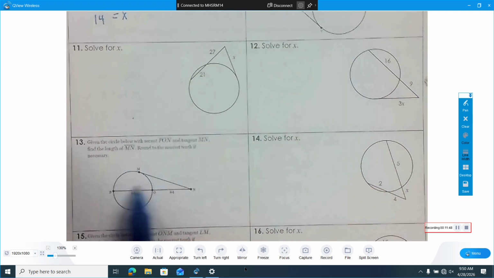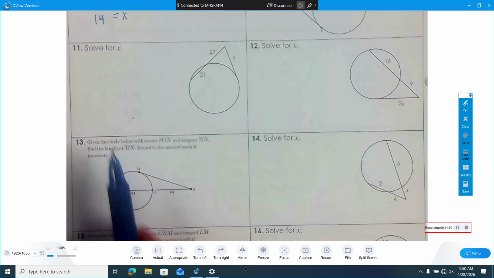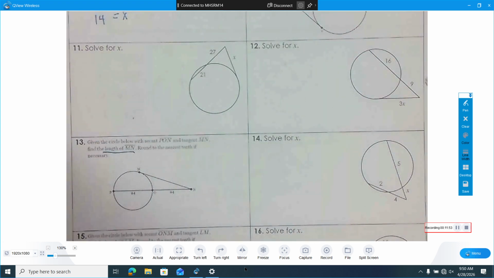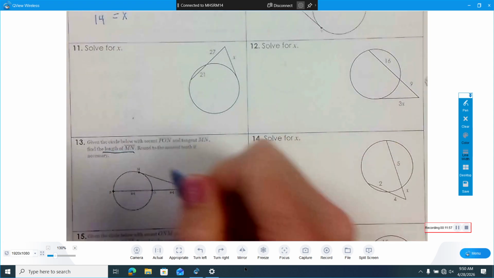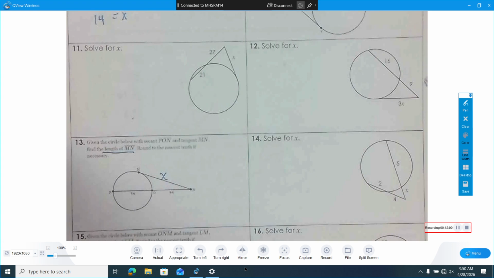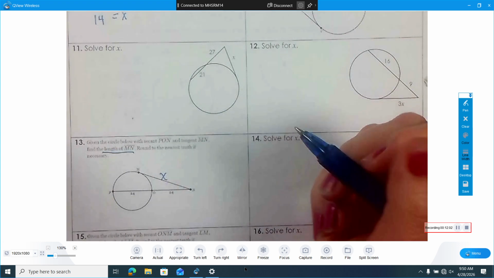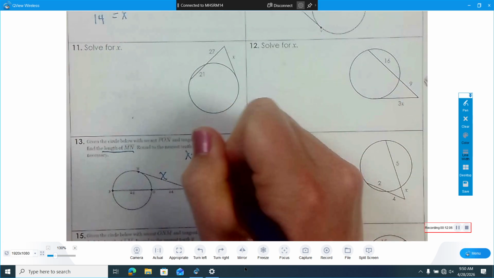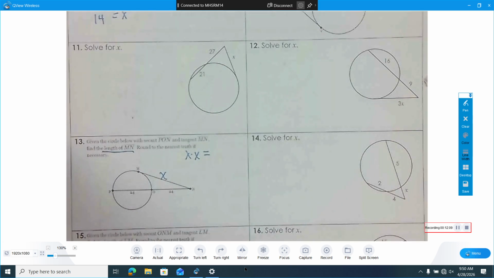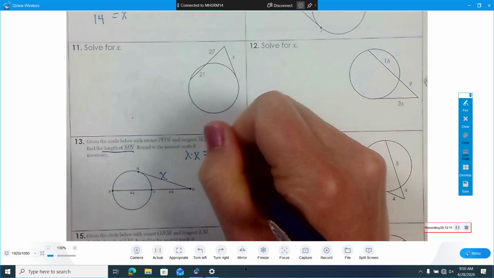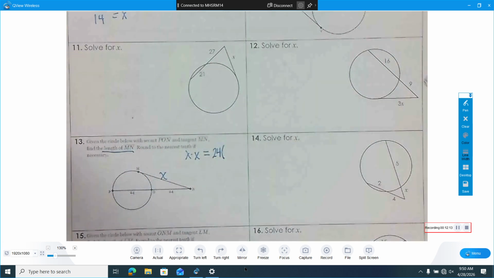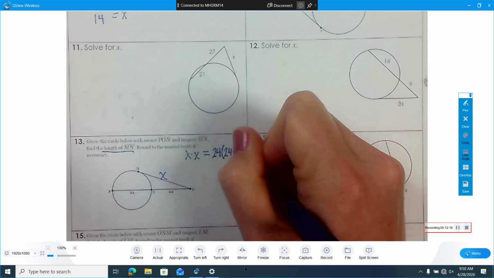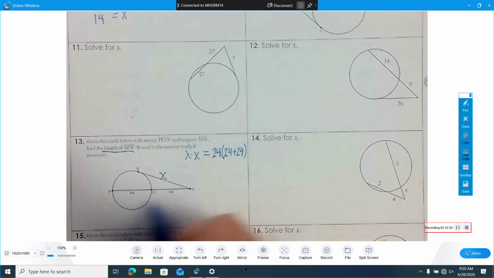All right, let's look at number 13. So we have a secant line and a tangent line. We want to find the length of MN. So what should I do with it? Mark it with an X? Yeah. So what is our exterior times whole setup here? X times X is equal to, well, careful. The exterior portion is 24. All right, 24 plus 24. Okay, so the whole thing would be 48.